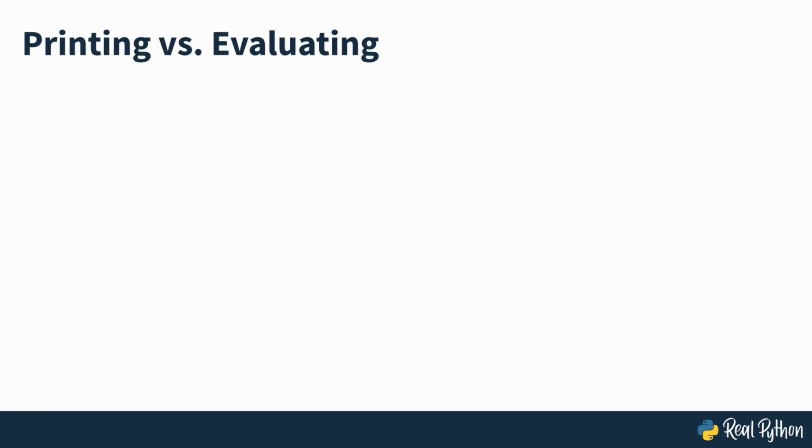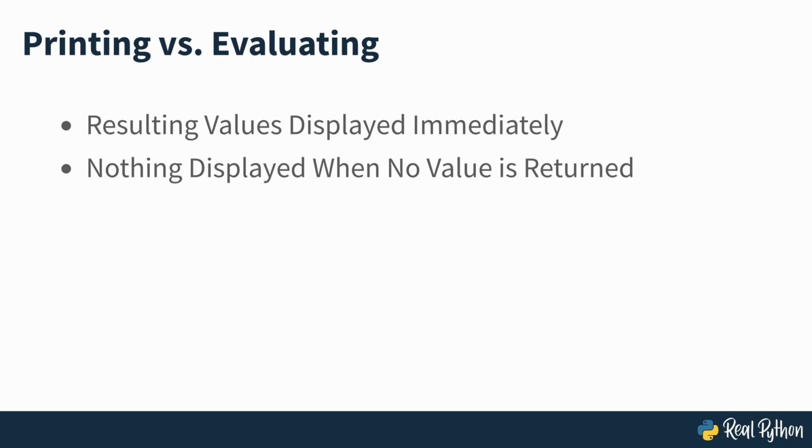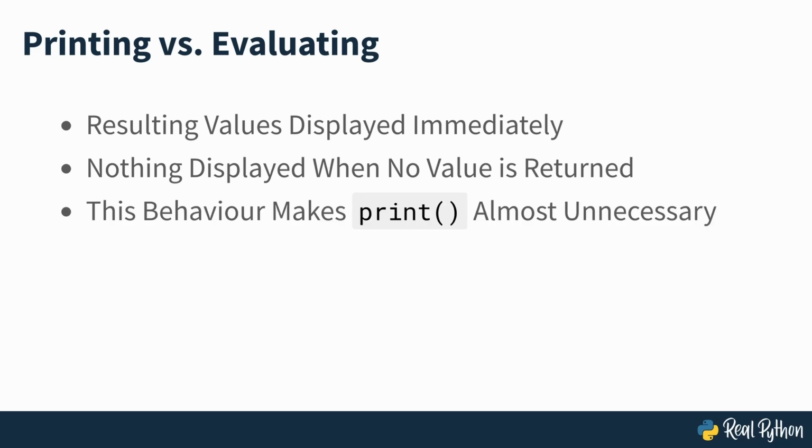When you run Python in interactive mode, you'll note that the interpreter immediately displays the resulting value of evaluating or executing any expression or statement. This is true for all the statements and expressions that generate a return value. The interpreter doesn't display anything for statements that don't generate return values. That's the case with assignment statements, as you've already seen. The Python interpreter behaves this way because its primary goal is to provide immediate feedback on how your code works. This behavior makes using the built-in print function almost unnecessary when you're working interactively. However, there's at least one use case for print in REPL sessions.